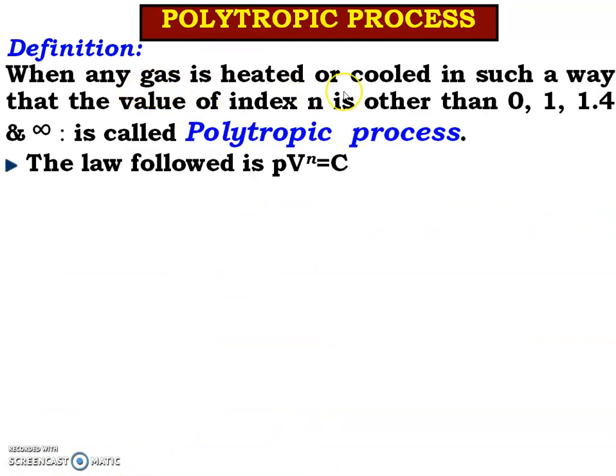When any gas is heated or cooled in such a way that the value of index n is other than 0, 1, 1.4 and infinity, it is called a polytropic process, and it follows the law PV^n equals constant. It means whenever the value of n is other than 0, 1, 1.4 and infinity, this process is known as the polytropic process.